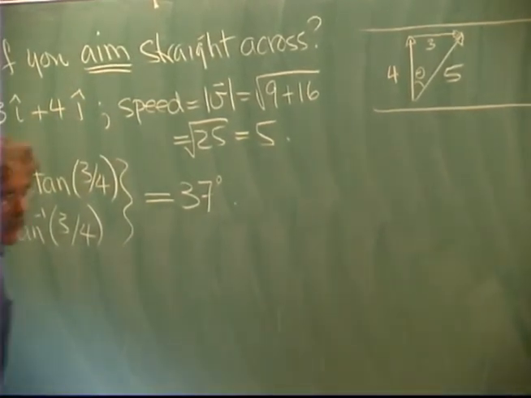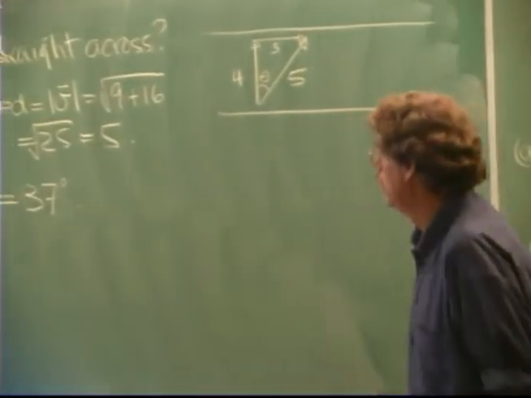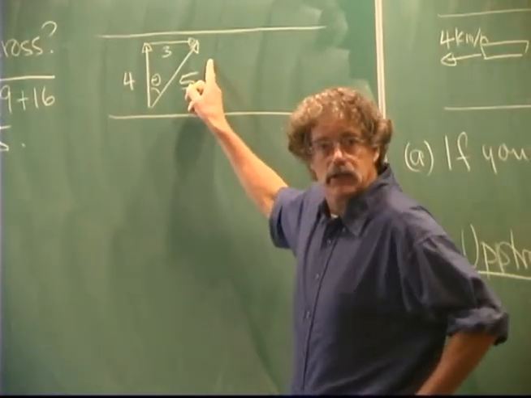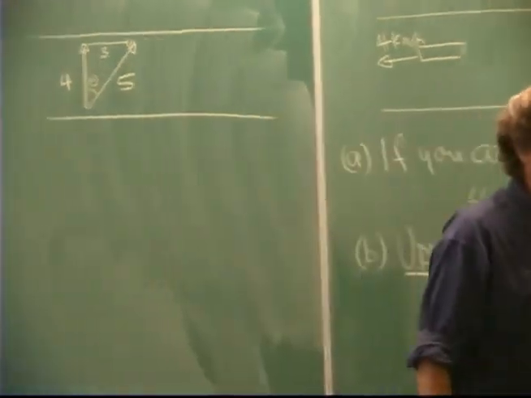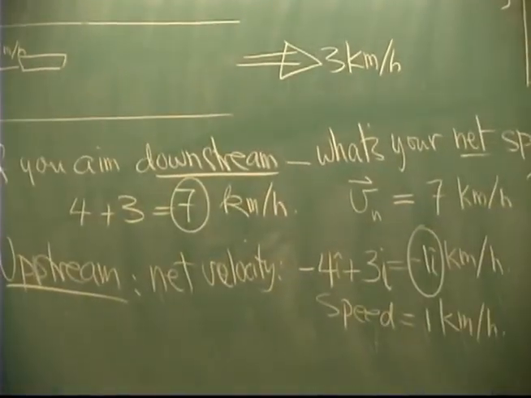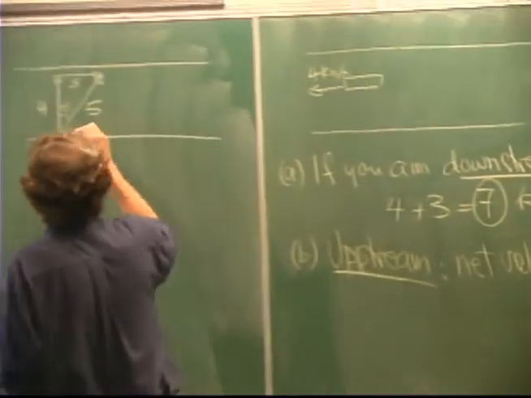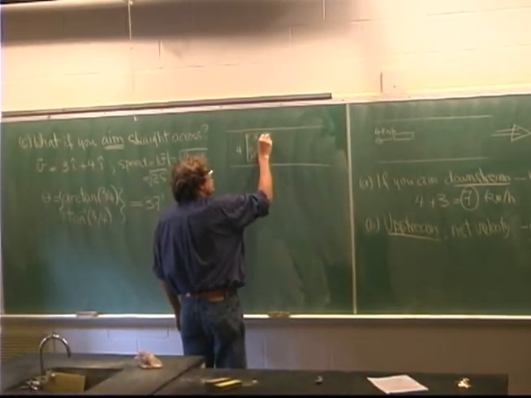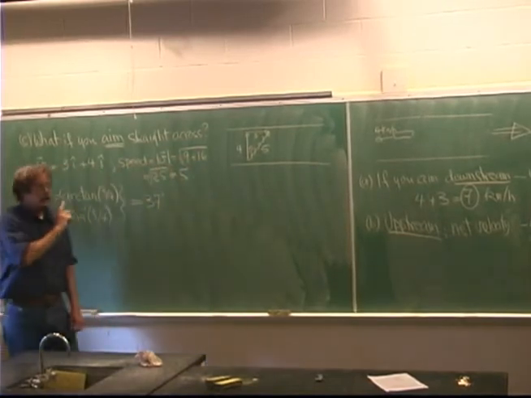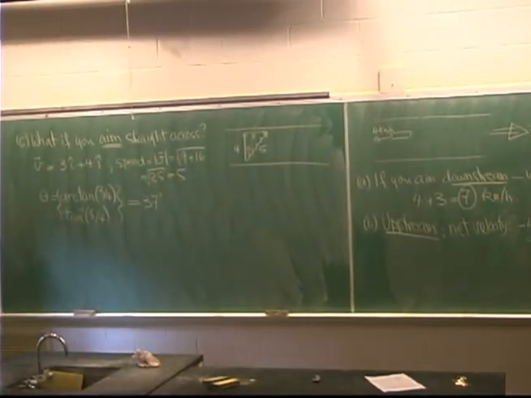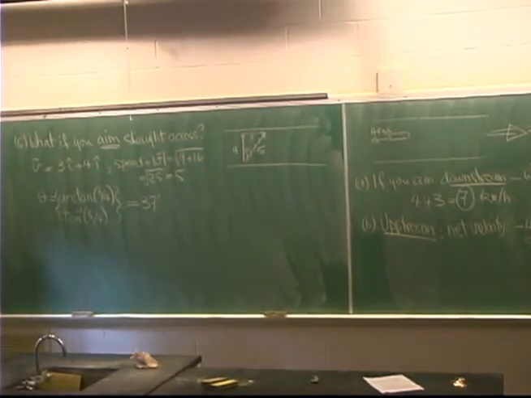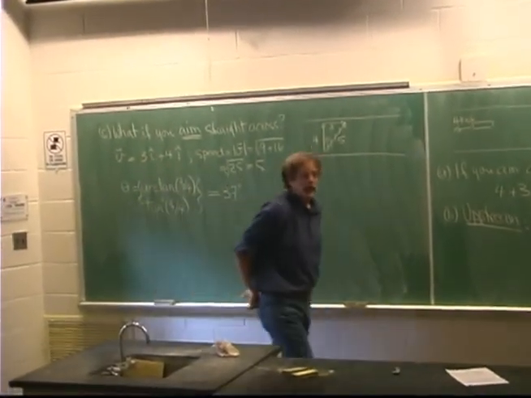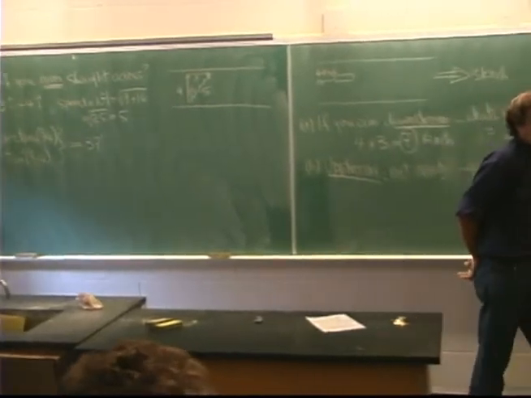So, you aim the boat straight across. You're going to be drifting somewhat downstream. At what angle are you actually going? 37 degrees. The boat is at all moments pointing straight across, but because of the drift in the stream, it actually moves along that diagonal line with a speed of 5 kilometers per hour and at an angle of 37 degrees downstream from straight across.